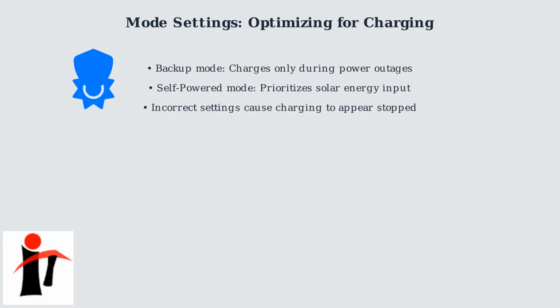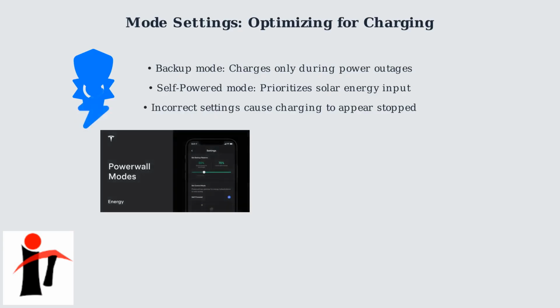Self-powered mode prioritizes energy from your solar panels over grid power. The system will maximize solar charging and minimize grid reliance, making it ideal for homeowners focused on renewable energy independence. If your mode settings are configured incorrectly, it can appear as if the Powerwall isn't charging at all. For example, setting it to backup mode during normal operation will prevent regular charging.